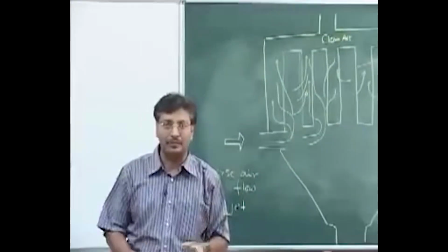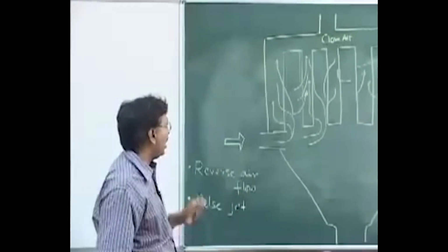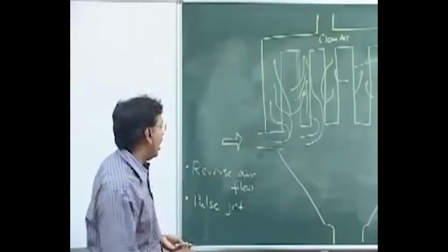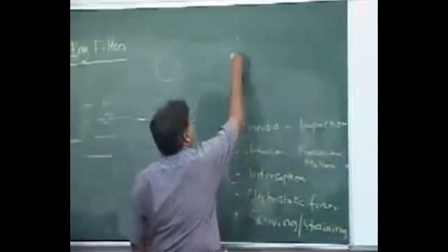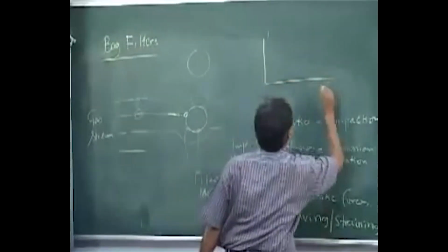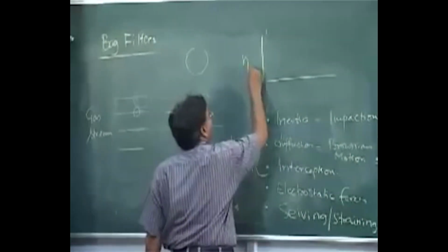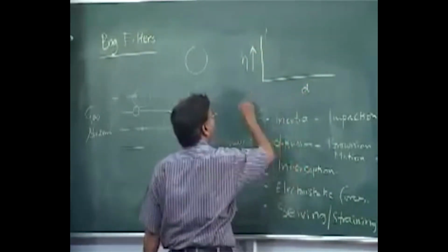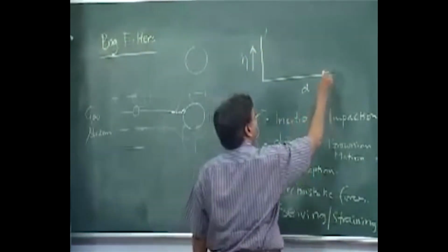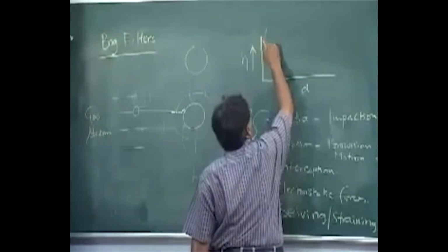That's a very important thing. So you have this particular idea, and if you look at the collection efficiency and the particle picture, the efficiency of removal versus diameter, this picture also looks something like this.